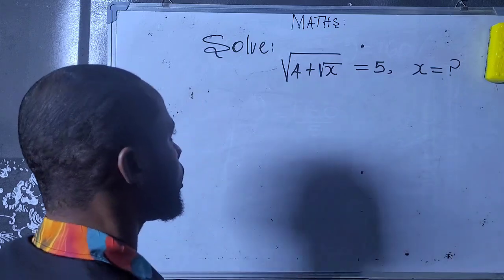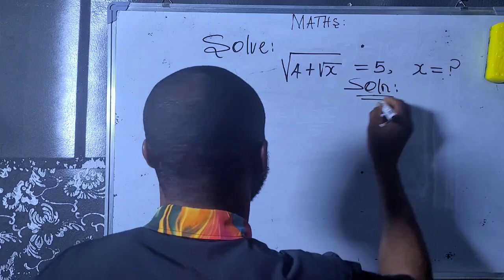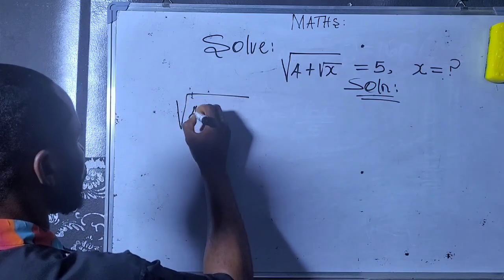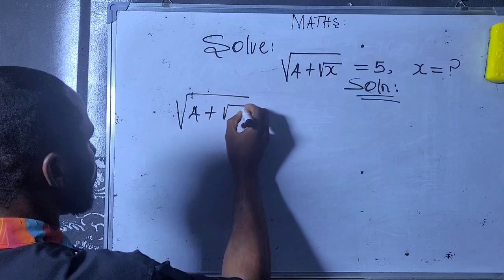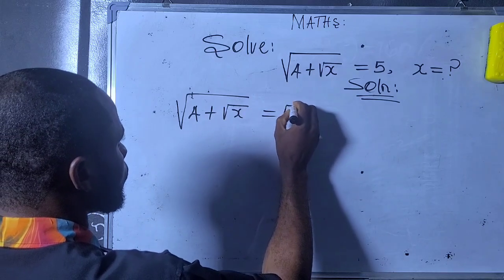First, I put down here solution. I come down here with a question: square root of 4 plus square root of x equals 5.